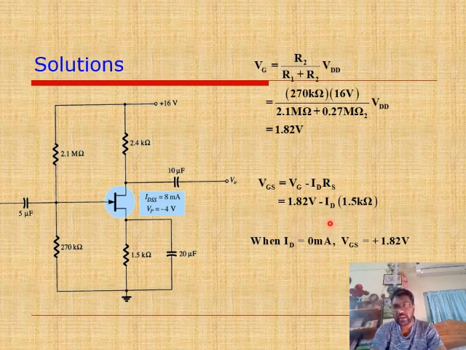Okay, so first ID at 0 milliampere, when no current is flowing, VGS is 1.82 volt. Then just the opposite, VGS equal to 0, then ID will be 8 milliampere. When the gate to source voltage is 0, then ID is maximum, so ID will be maximum at 8 milliampere here.